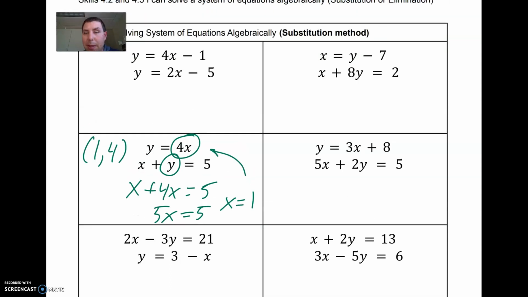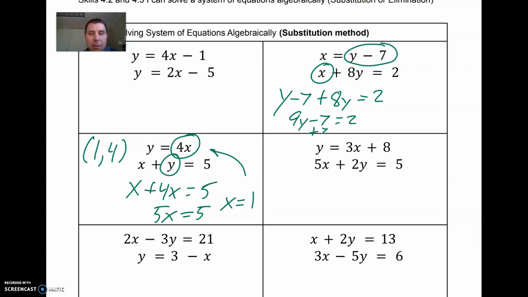You'll see on the second one, this one says x is equal to y minus 7, so this x and this x have to be the same. So therefore, I can replace this x with y minus 7, and get y minus 7 plus 8y equal to 2. Combine like terms, that would be what? 1y plus 8y's, which is 9y. And then solve for y, plus 7, that gives me 9y equal to 9. Divide by 9, you get y equals 1.